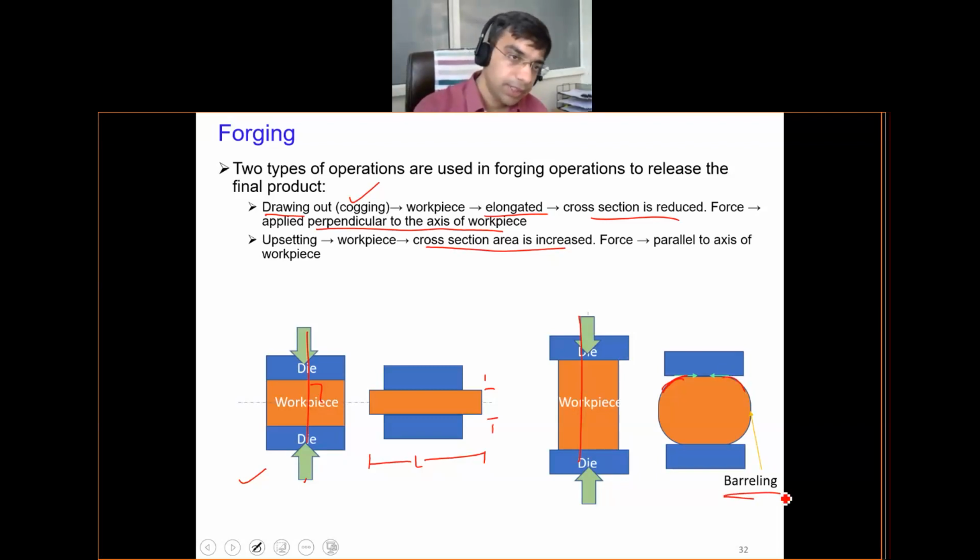What is important to know here is that these two sets of operations under forging, or a combination of these two operations, are used in every forging process to change the shape of the workpiece by applying compressive force, which will generate a compressive stress in the plastic domain, thereby permanently deforming the shape of the workpiece.